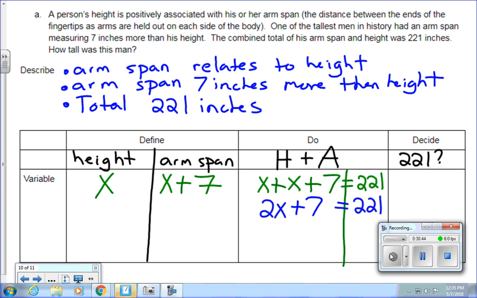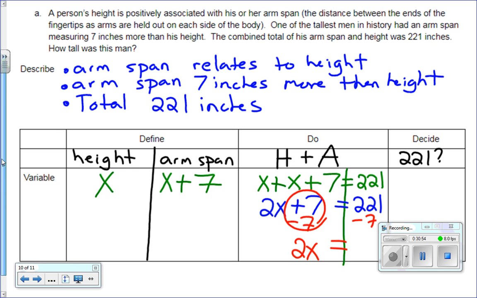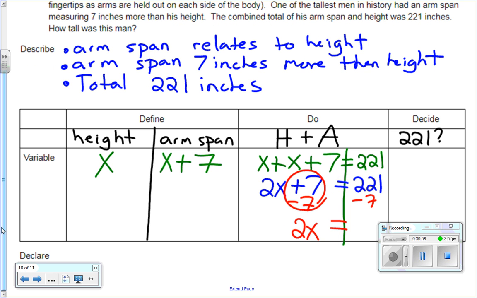Okay, what would my next step be? Malin. So I'm going to subtract 7. So I get 2x equals, what's 221 minus 7? Vincent. 214. Okay. So then what's my next step? What do I do next? What am I going to do next? Zach?